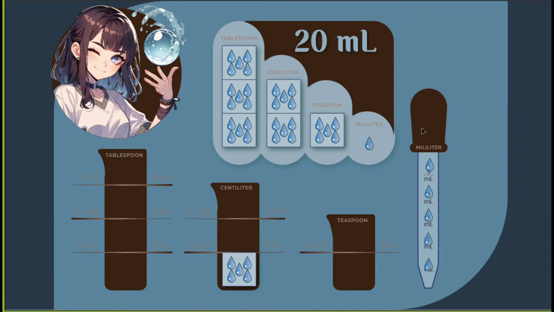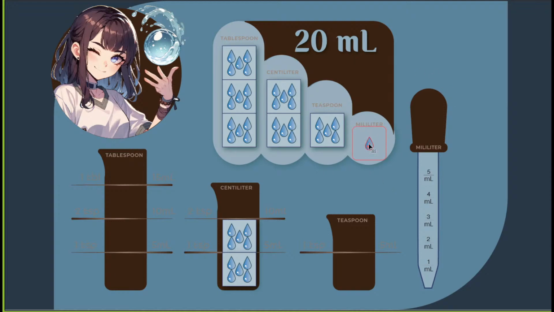So now I can transfer these drops from this dropper inside of the centiliter. Glug, glug, glug, glug, glug. Drip, drip, drop. Now we have 2 teaspoons, in other words, 1 centiliter, or again, in other words, 10 milliliters inside of this beaker. All right, we are halfway there on our way to 20.